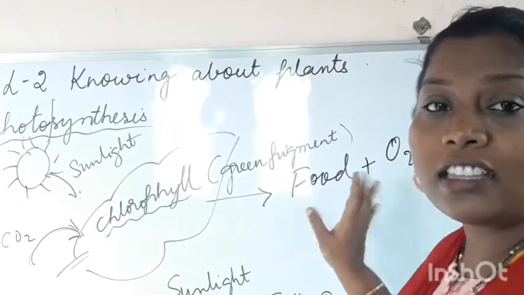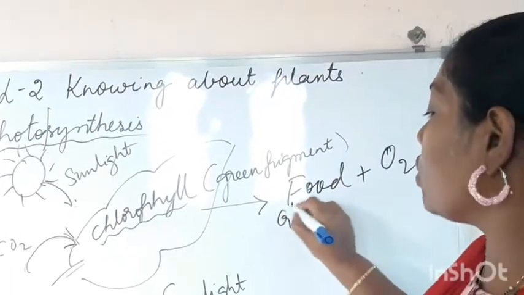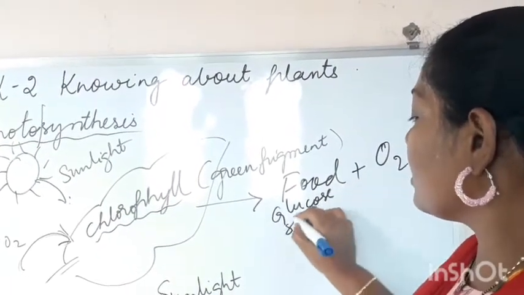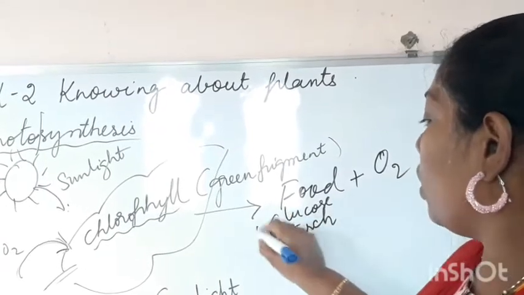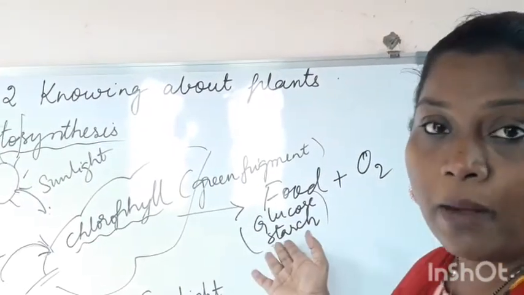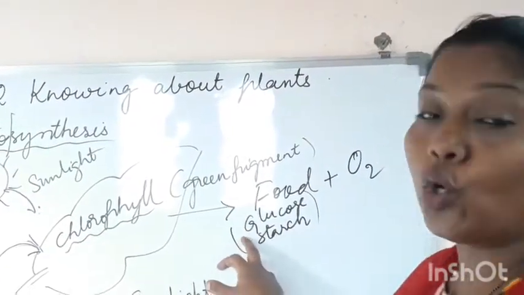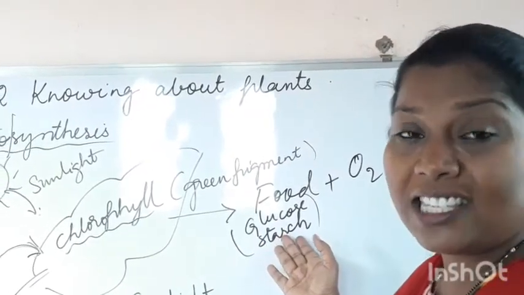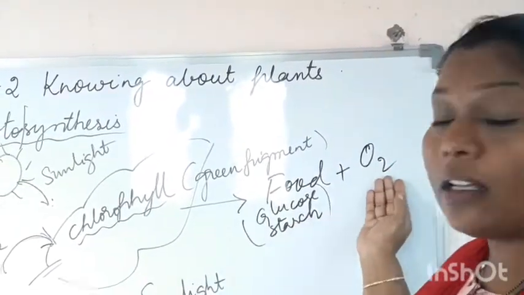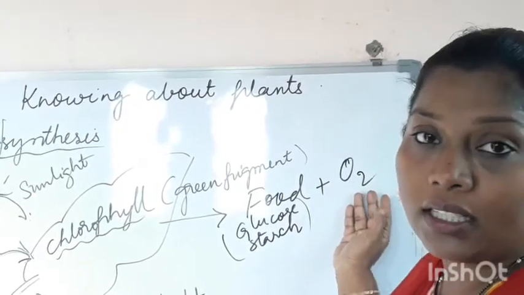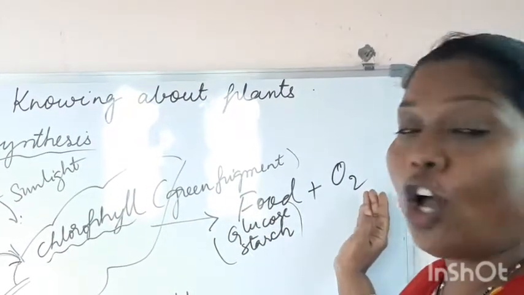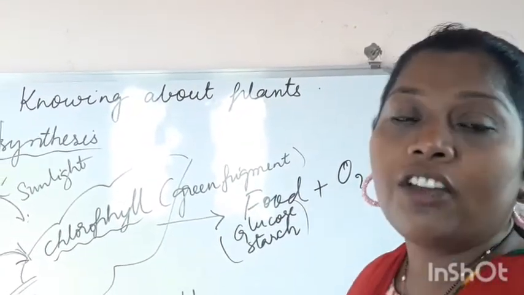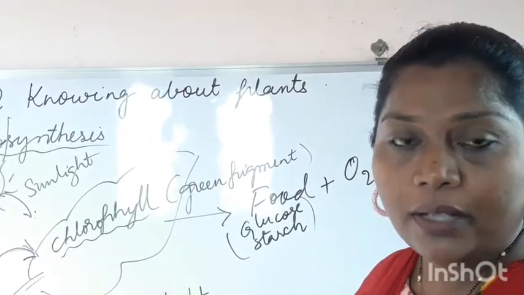Here the food is nothing but in the form of glucose or starch. Whatever food is prepared by the plant will be either in the form of glucose or in the form of starch. Okay. And the oxygen is the byproduct. In this reaction, we get oxygen as a byproduct, which is very useful for living things.